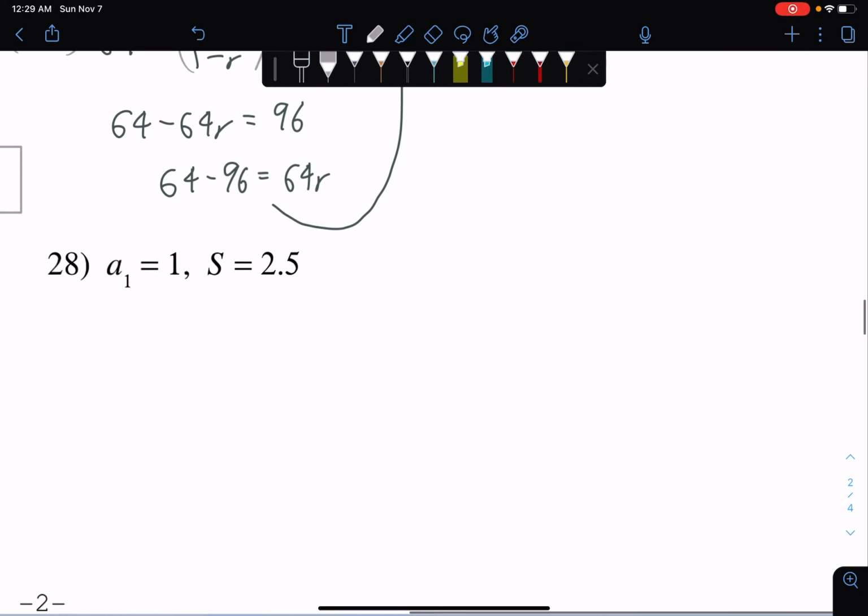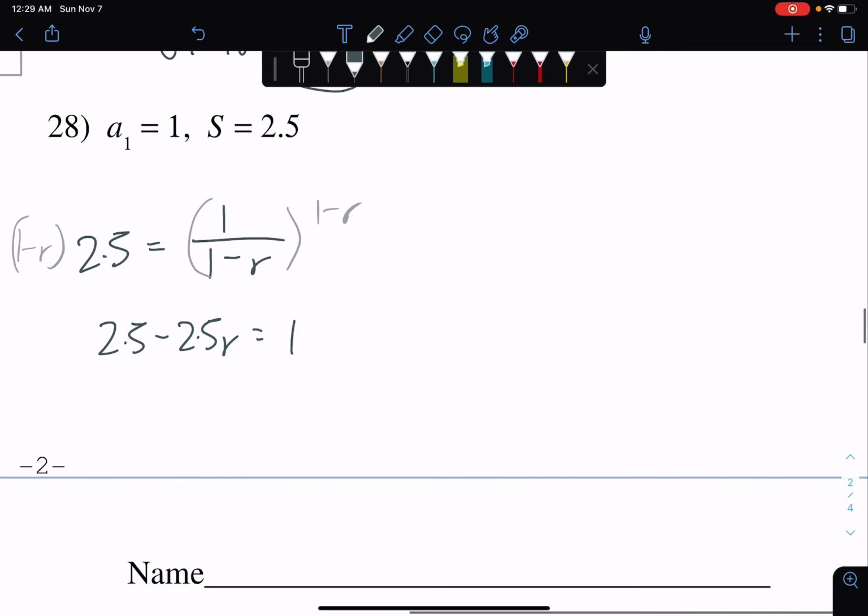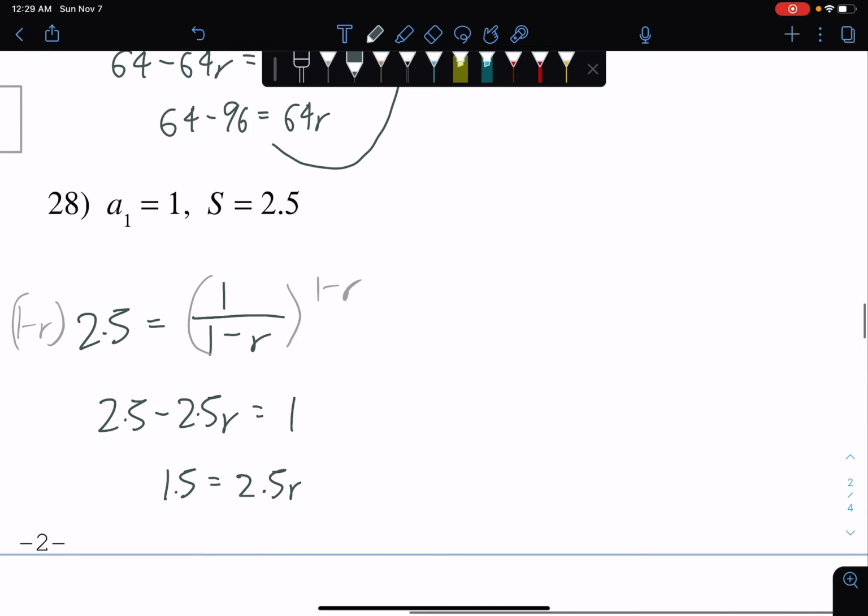Let's move to number 28, the last number, finally. 2.5 is equivalent to 1 over 1 minus r. So multiply 1 minus r on both sides. So 2.5 minus 2.5r is equivalent to 1. 2.5 minus 1 is 1.5. Move 2.5r to the other side, we get positive 2.5. And divide both sides by 2.5.